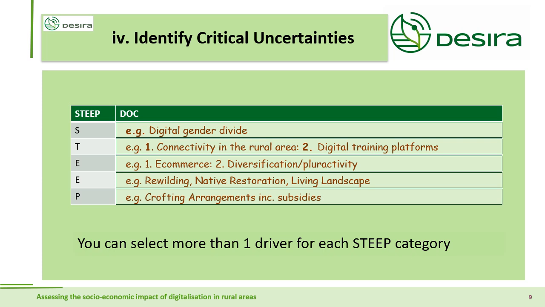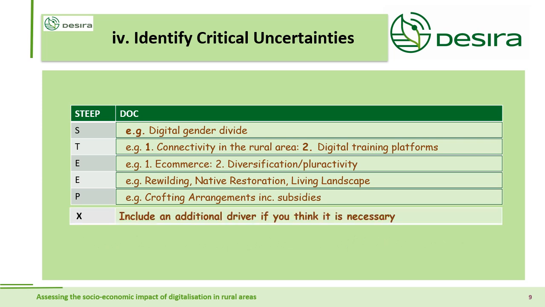For example, under the technological domain, there are 2 drivers identified, which are 1, connectivity in the rural area, and 2, digital training platforms. We realise that you may be able to identify several drivers of change in each domain, but we ask that for the matrix you use no more than 3, in order for these to be fully discussed within the time limits of your workshop sessions. You can also refer to the compendium of drivers of change for examples.